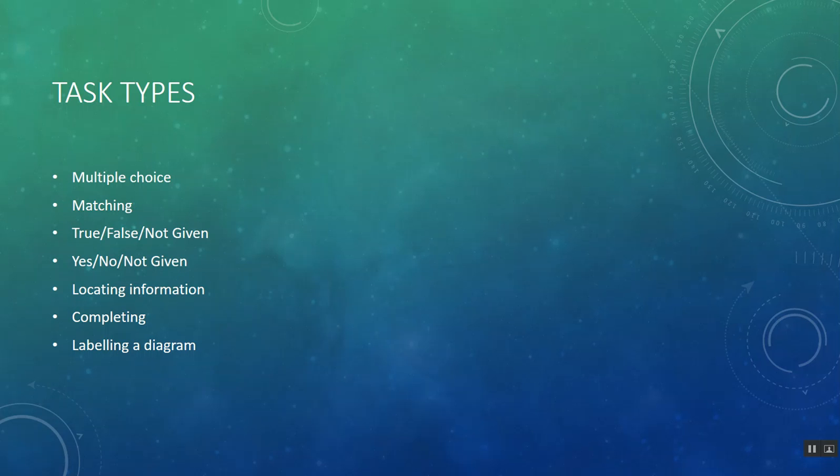Generally speaking, what is the difference between a false option and a not given option? In the case of the false, the passage just states the opposite of the statement in question. You are given a statement and the passage states the opposite, and in this case, it is false. When the statement you are given in the exercise is neither confirmed nor contradicted by the reading passage, you should write not given.